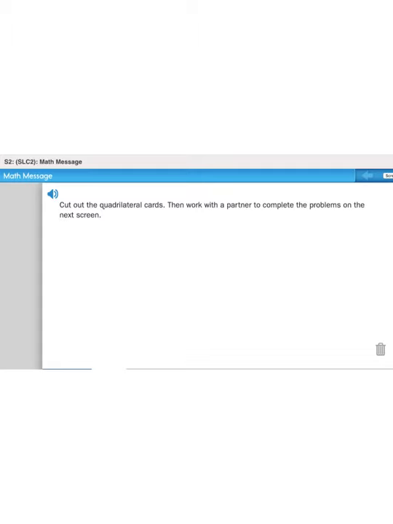So I want you to take those quadrilateral cards and I want you to complete the top of the first page in your math journal pages, where at the top of the page it says a quadrilateral hierarchy, and then it even says math message. So I want you to match up some of those quadrilaterals with those descriptions that are in the top half of the page. Once you've completed that, then go ahead and restart the video.